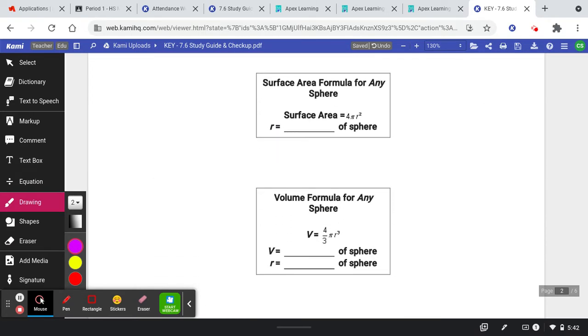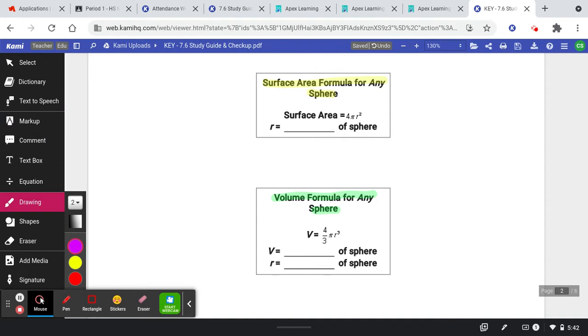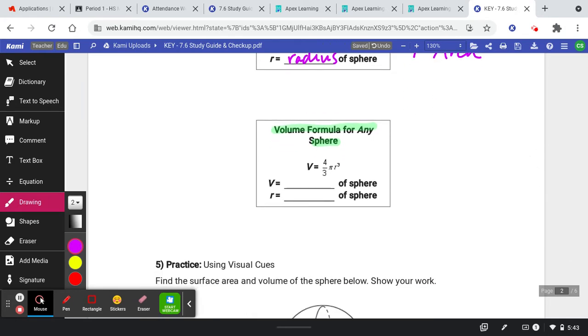So we've got two formulas. We've got surface area for the sphere and the volume formula for the sphere. Surface area is just 4 pi r squared, or 4 times the area formula of that sphere. And volume formula is 4/3 pi r cubed. So this is your volume, and r is your radius.